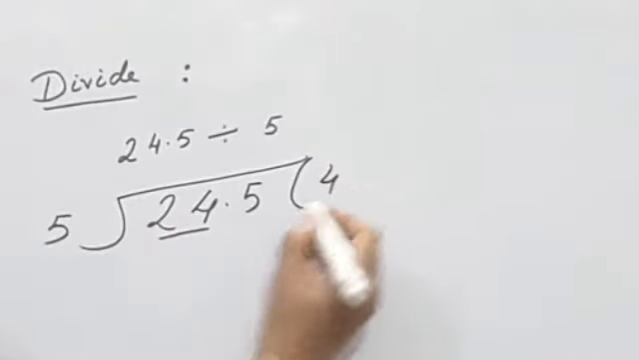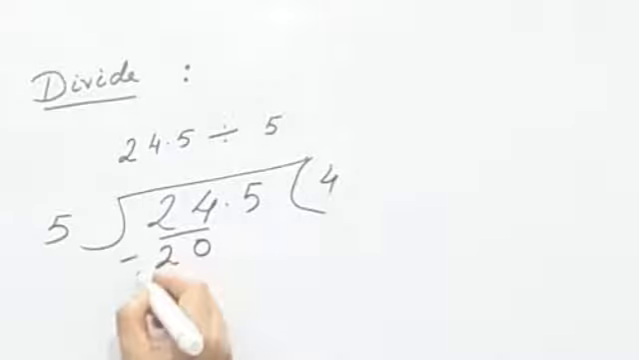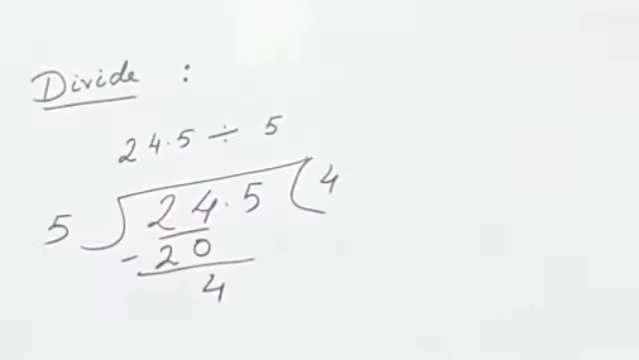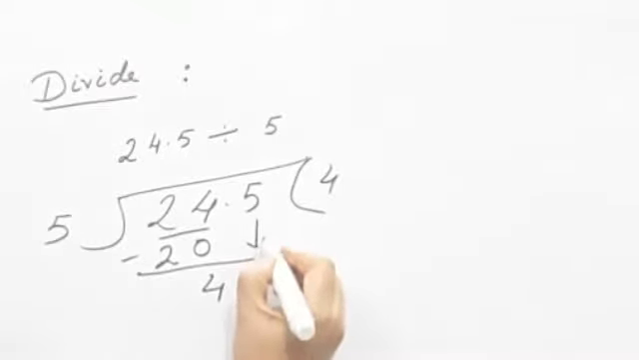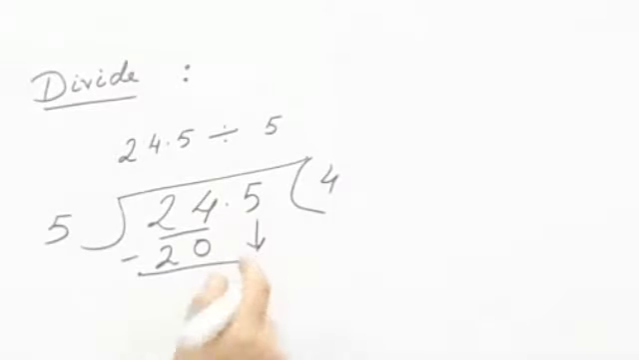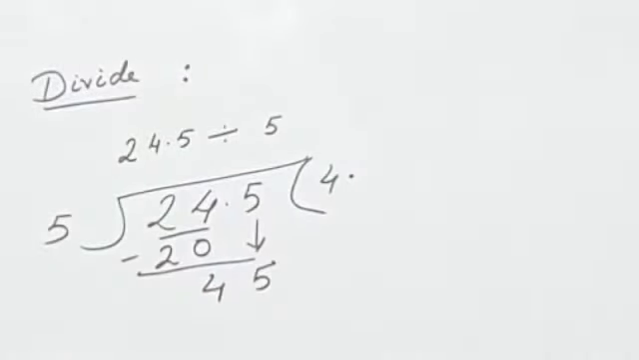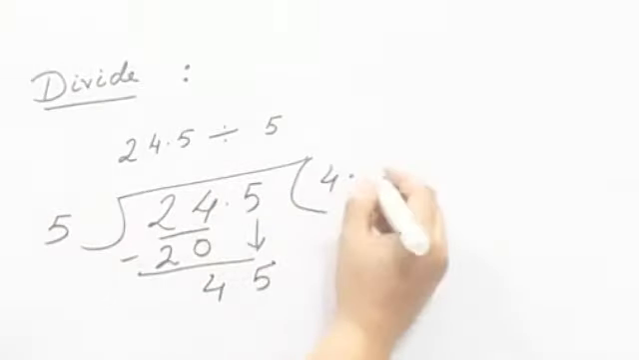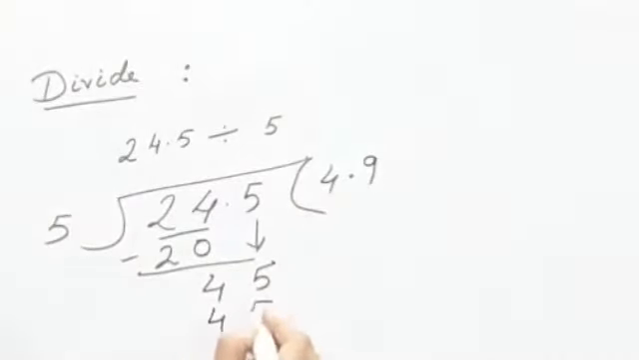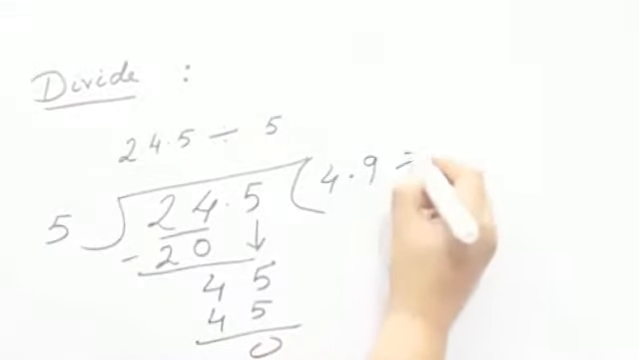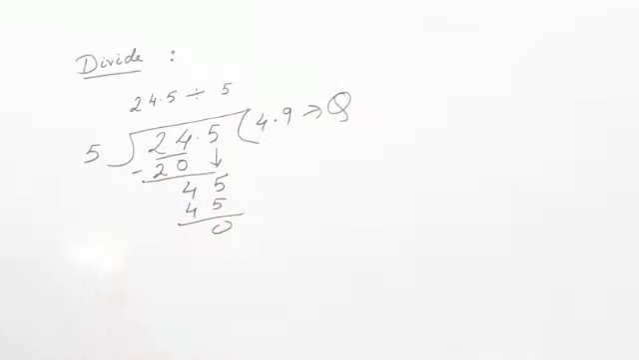5 4 20. Subtract 4. Be attentive, children. As soon as you bring the first digit of the decimal place down, it means the tenth place down, the decimal is brought to the quotient. And then again follow the same traditional rule of division. 5 9 45. Hence the quotient is 0.9.